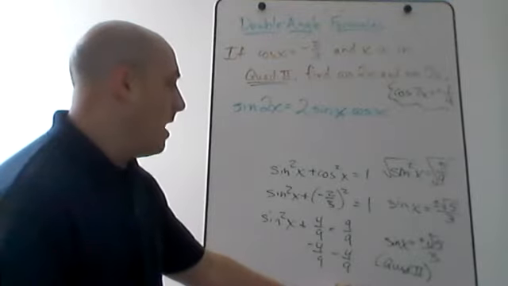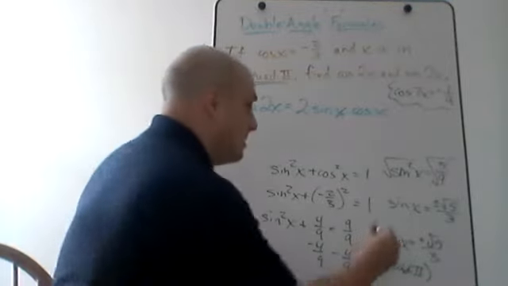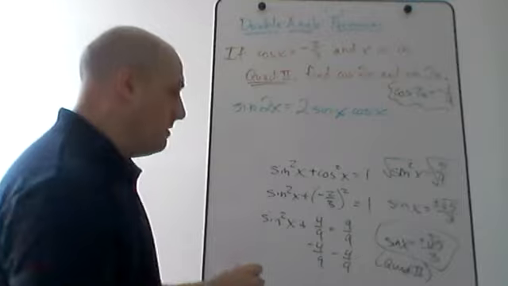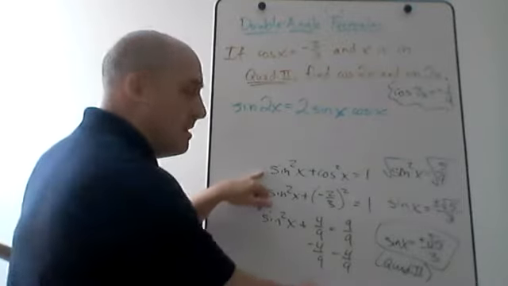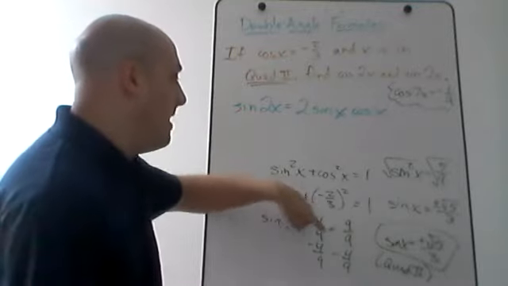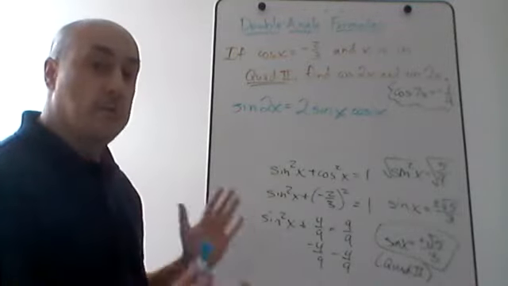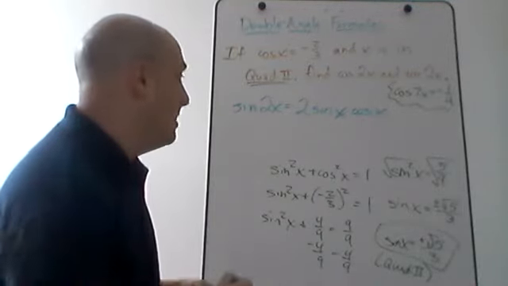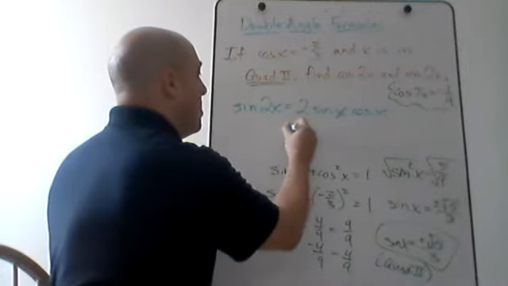All right, so I got that sine of x equals positive square root of 5 over 3 from my Pythagorean identity, sine squared plus cosine squared equals 1, plugging in the cosine value, and then thinking about which quadrant I'm in. Does sine have to be positive or negative there? So once I do that, I can go back to my formula.